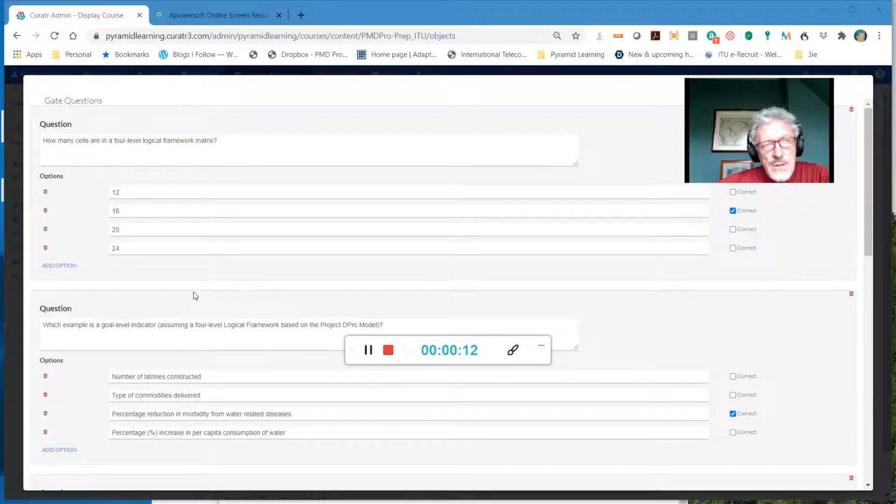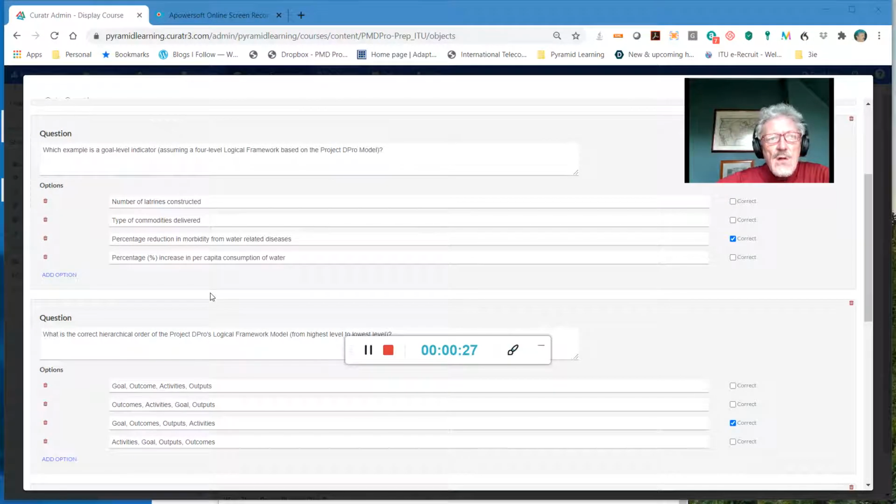So the first question is how many cells are in a 4-level logical framework matrix? And this is one of these questions that you know or you don't, but as the matrix is a 4 by 4 matrix, the correct answer is 16.